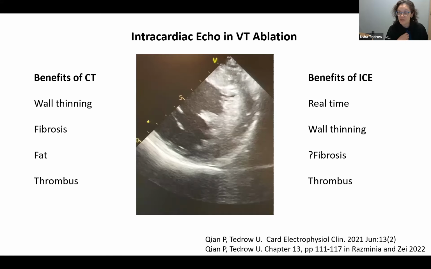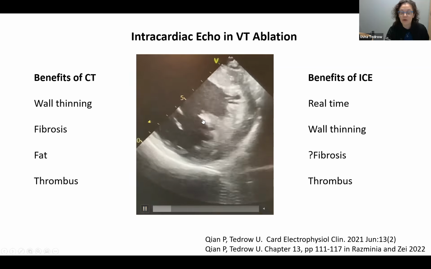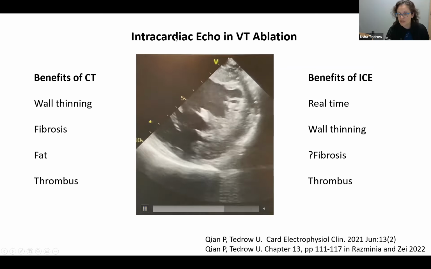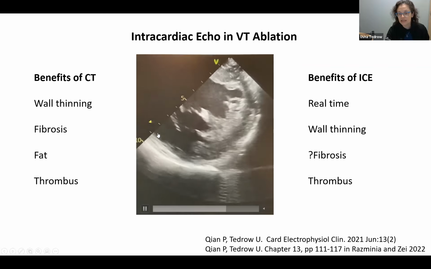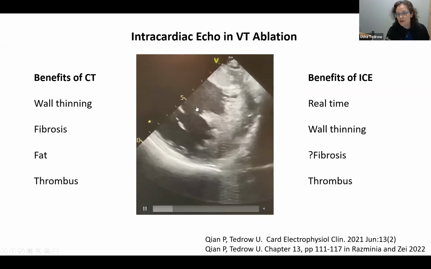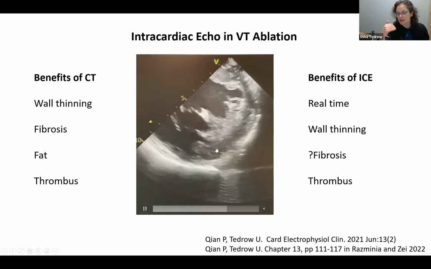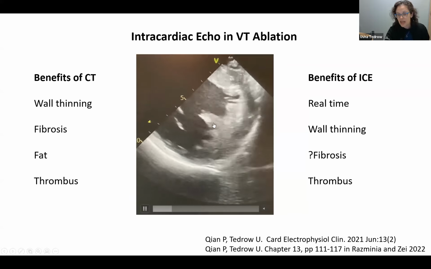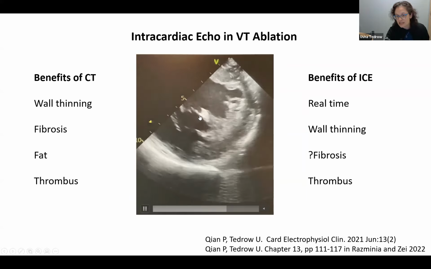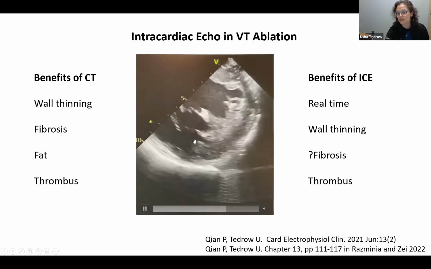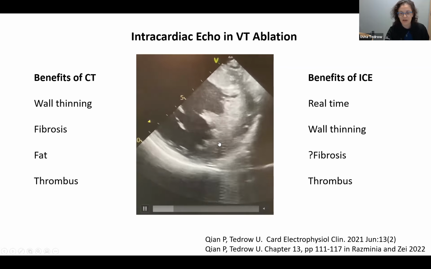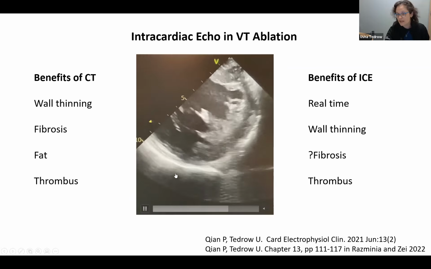I was going to spend a couple of moments talking at the beginning about ICE and the imaging that we can get from ICE. This is an example of an intracardiac echo image obtained from a catheter in the right ventricle. It's looking over at the left ventricle, and you can see an area of wall thinning here. You can also see a papillary muscle. This is a patient that had a circumflex territory infarction, and you can see a heterogeneous echo bright area in the anterolateral papillary muscle, and this patient actually had a VT coming from the anterolateral papillary muscle.